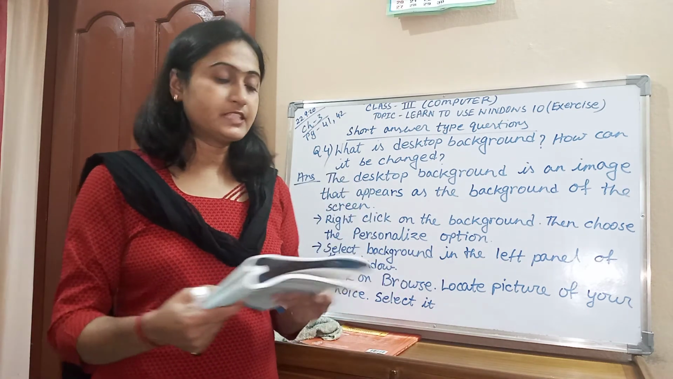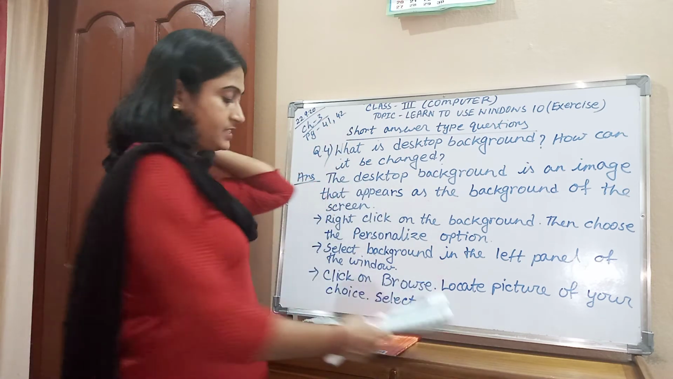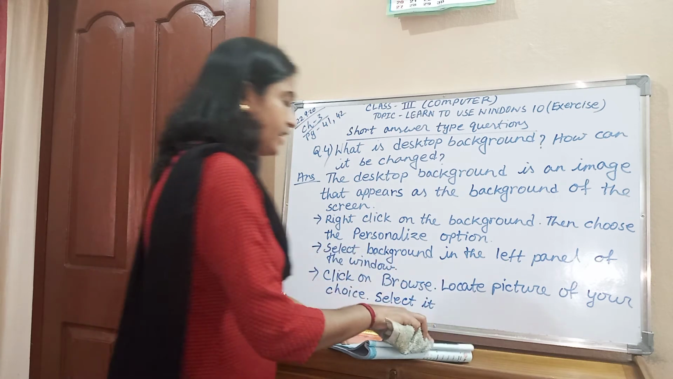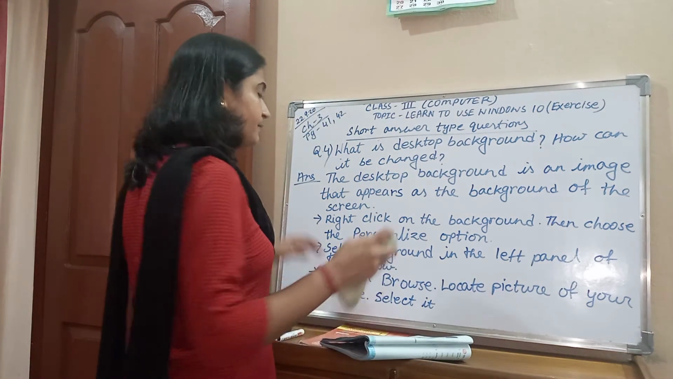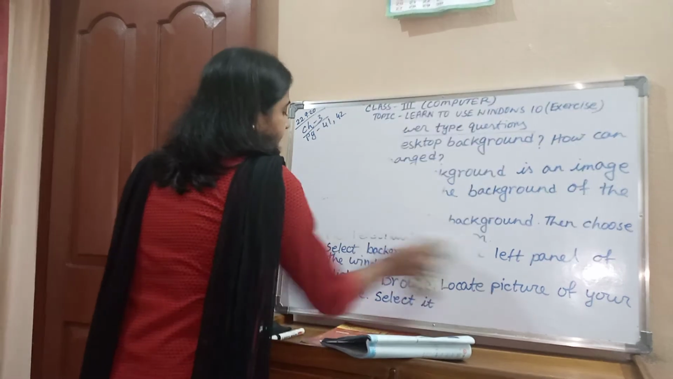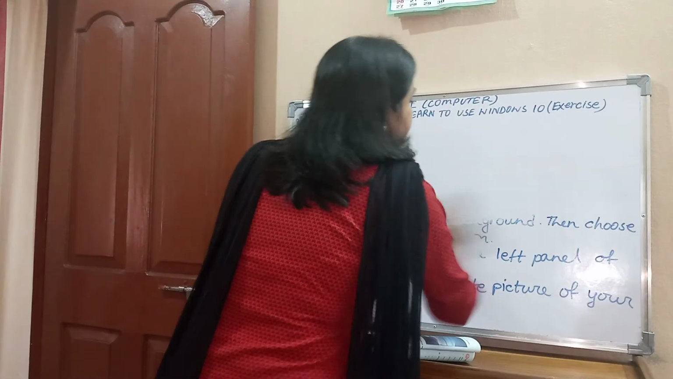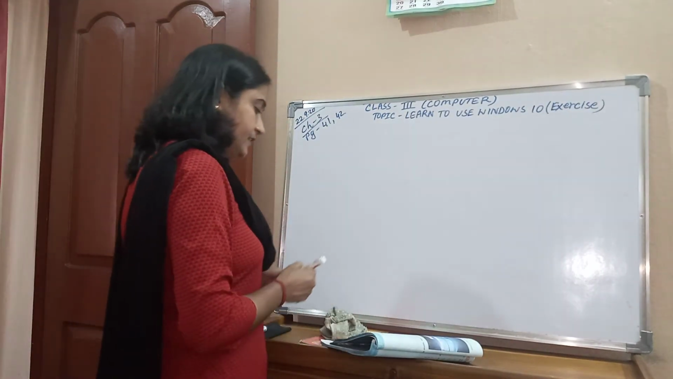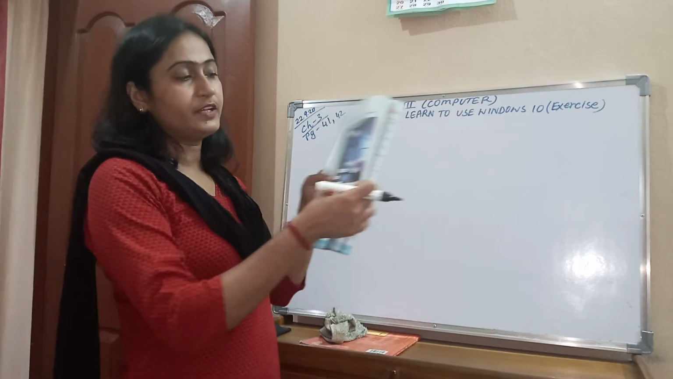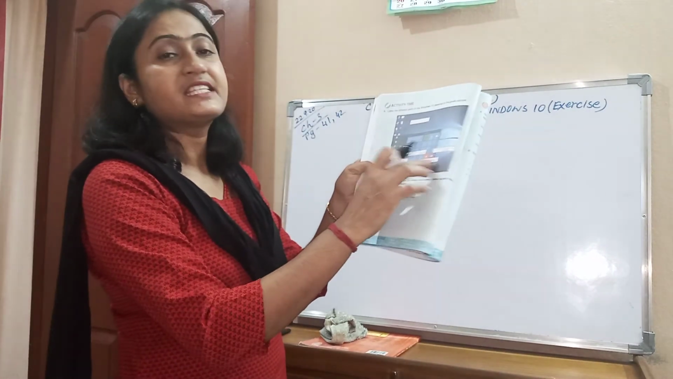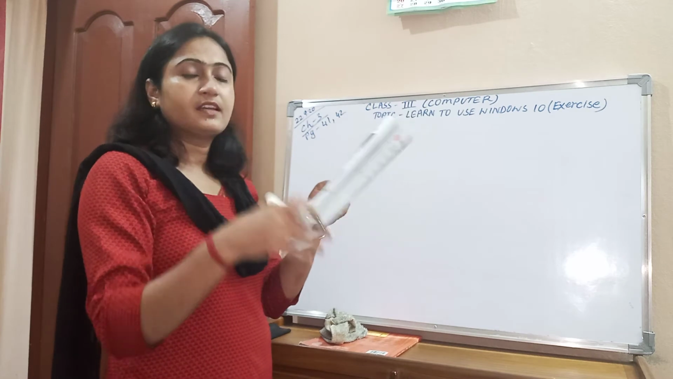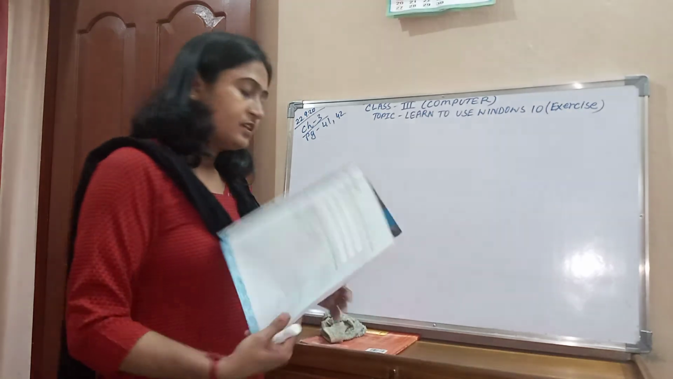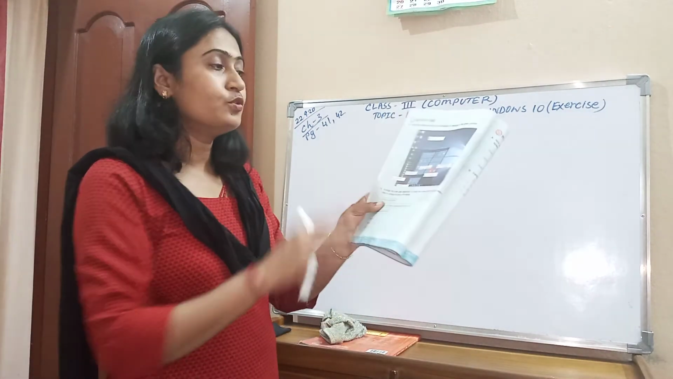And next, turn over to the next page, page number 42. Activity time. Label the different parts of the Windows 10 desktop in the given picture. Here it is given. I will not draw the window, it is already drawn. Numbers A, B, C, D. I will just label the picture. You just note down in your book.